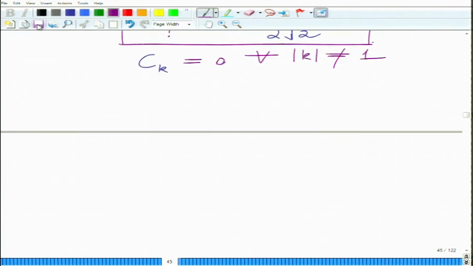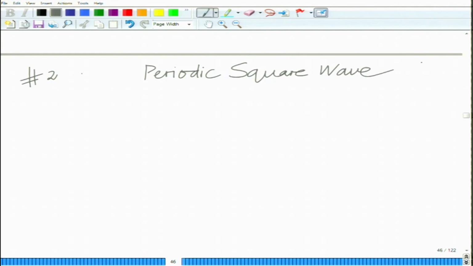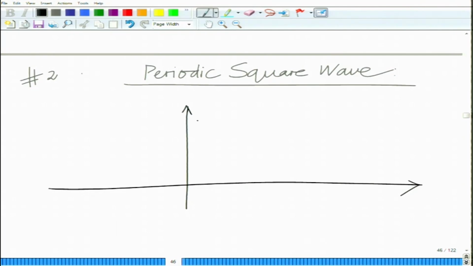Okay. Now let us look at a periodic sequence, or a periodic square wave. So let us look at this example number 2, in which we want to look at a periodic square wave, and a periodic square wave can be represented as follows. So you have a square wave which is periodic.